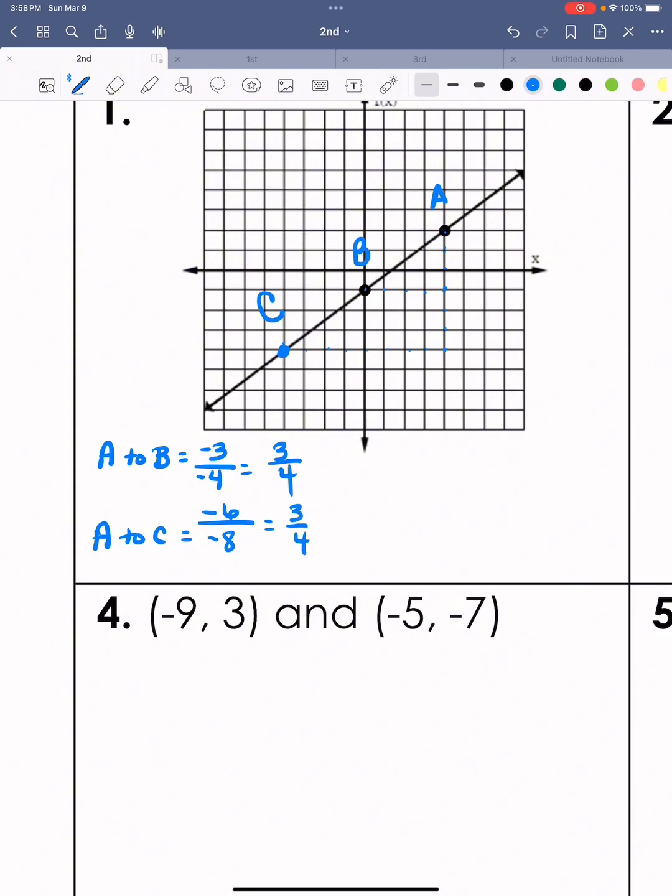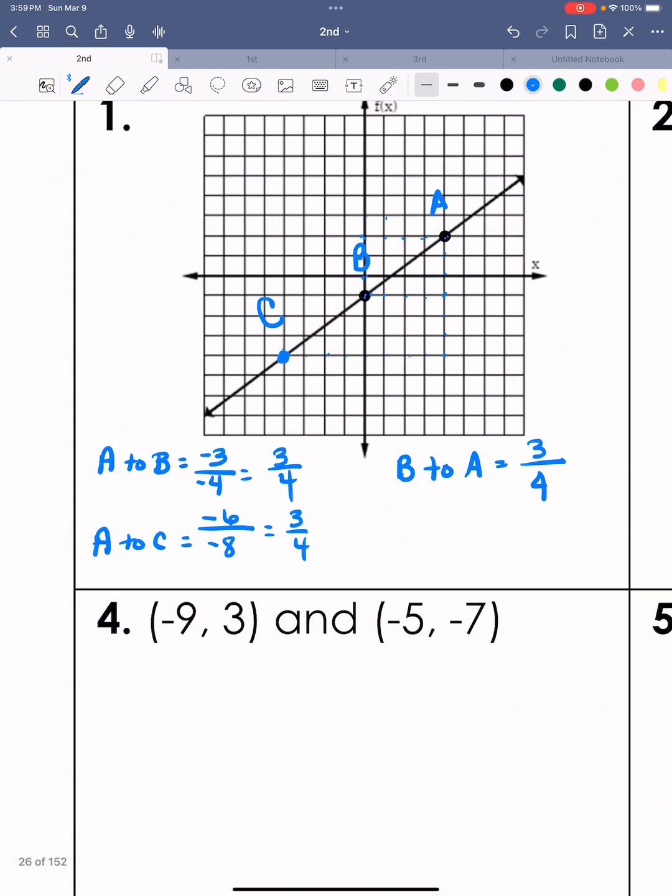See, it didn't matter if you were going from A to B or A to C, the slope was the same. So now I want you to look at the slope backwards from B to A. If we start at B and I rise 1, 2, 3, and then I run 1, 2, 3, 4, you see you still get 3/4 slope. So it doesn't matter whether you go left to right or right to left, as long as you're consistent, and it doesn't matter which 2 points you pick. You will always get the same slope.